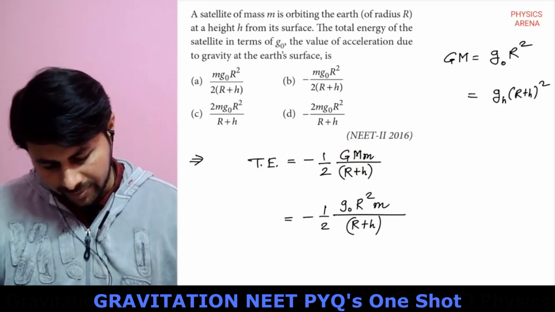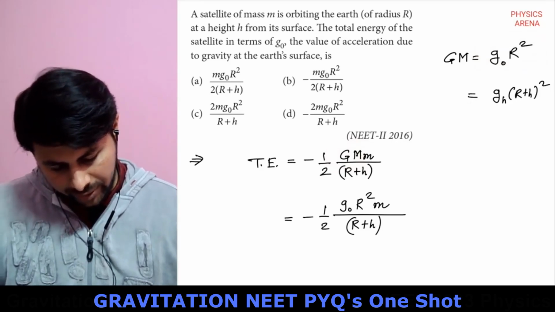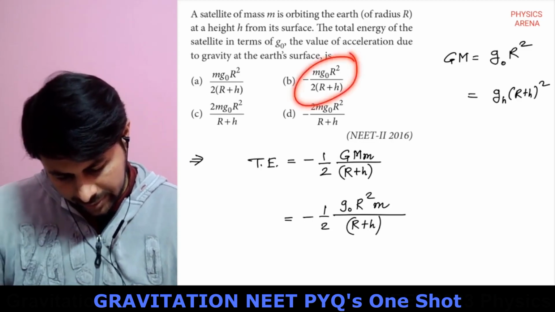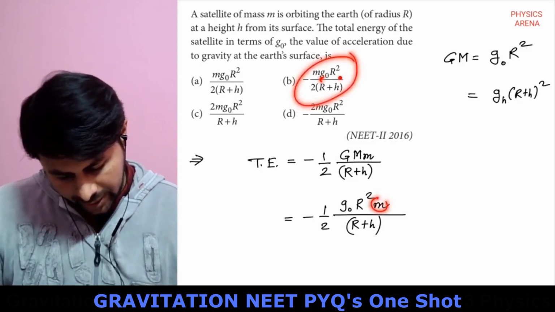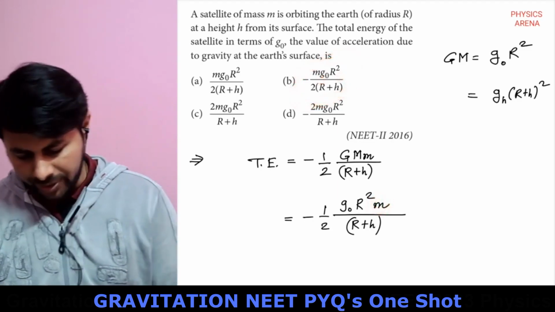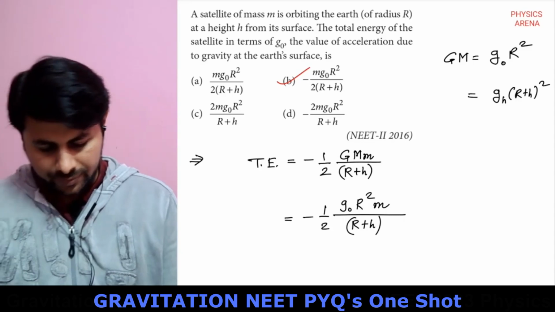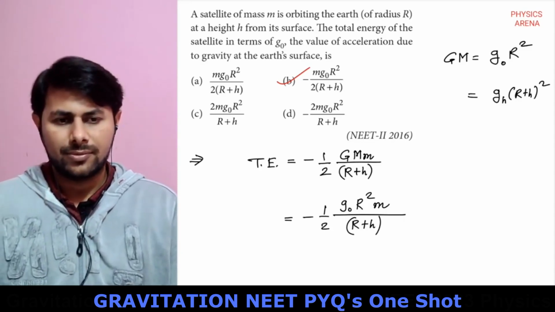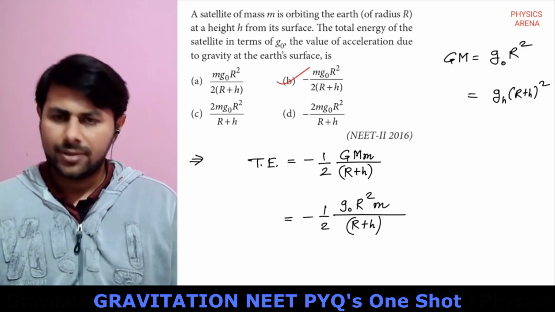So is it matching with any option? I guess option B, m g naught R squared. Yes, it's option B. Right. So this is also simple.